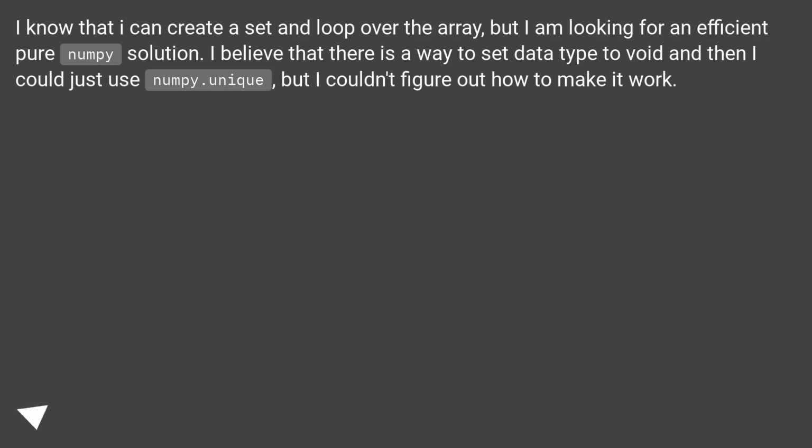I know that I can create a set and loop over the array, but I am looking for an efficient pure numpy solution. I believe that there is a way to set data type to void and then I could just use numpy.unique, but I couldn't figure out how to make it work.